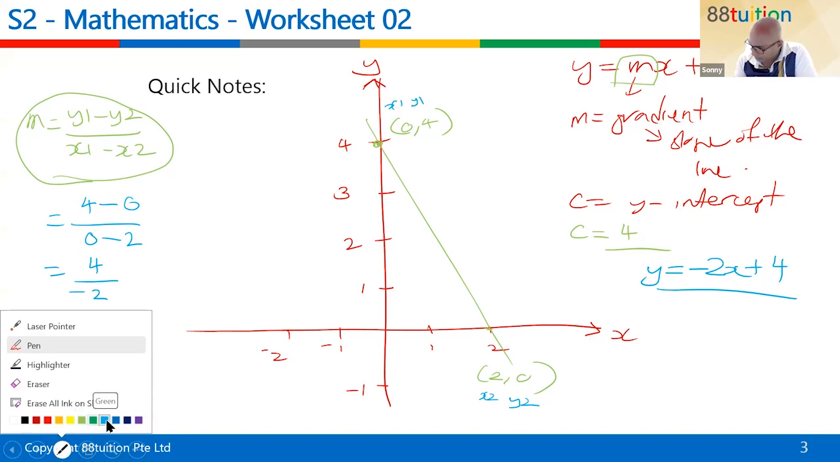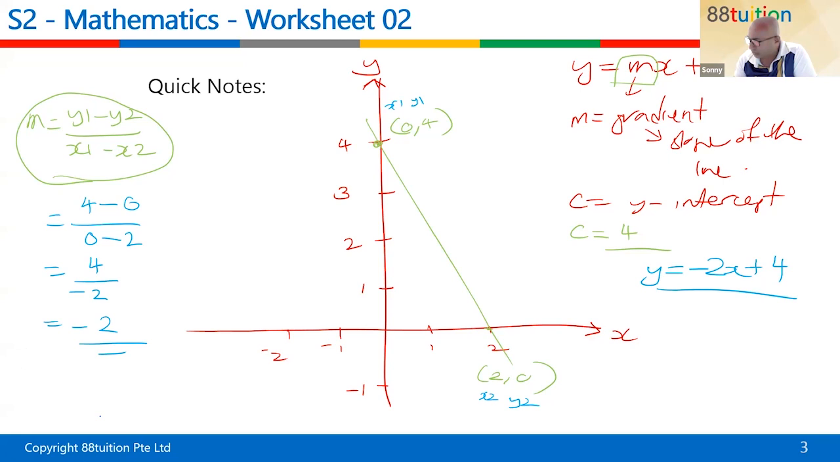But a few more things you need to know. If this line is sloping downwards, the gradient will always be negative. Remember that. All right. It's sloping downwards from left to right. The gradient will always be negative. Okay, so remember that. And I'm going to draw another line.